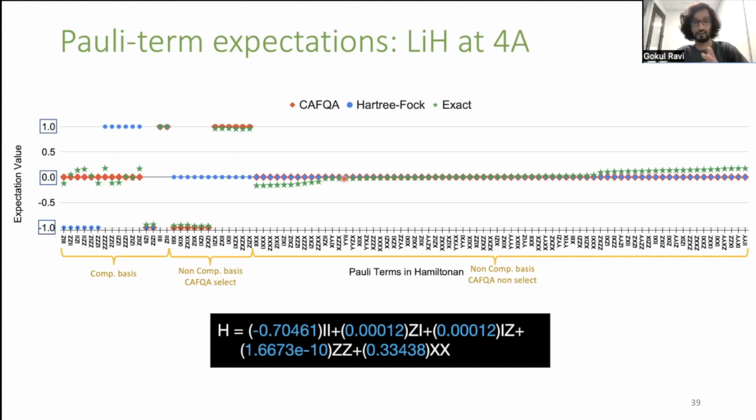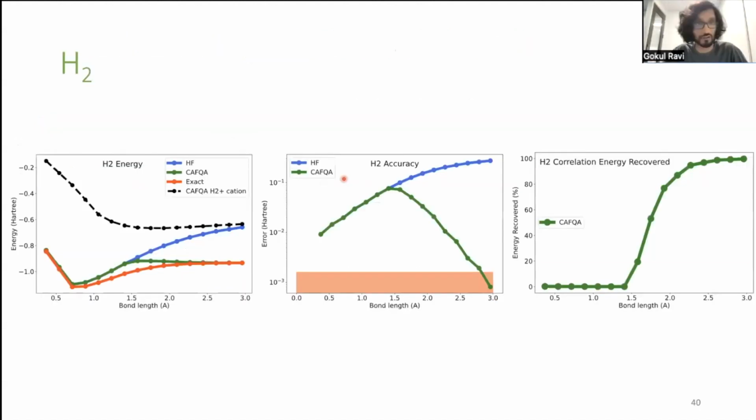But on the other hand, the Hartree-Fock cannot do as well because of the bit string limitations, which I will not get into in too much detail anymore. So then I'll just give an example over here that you can see for this hydrogen molecule, when we do this analysis across all of these different bond lengths.